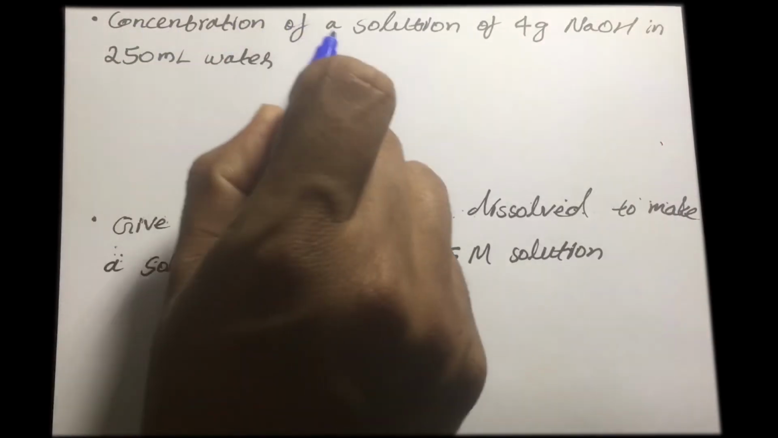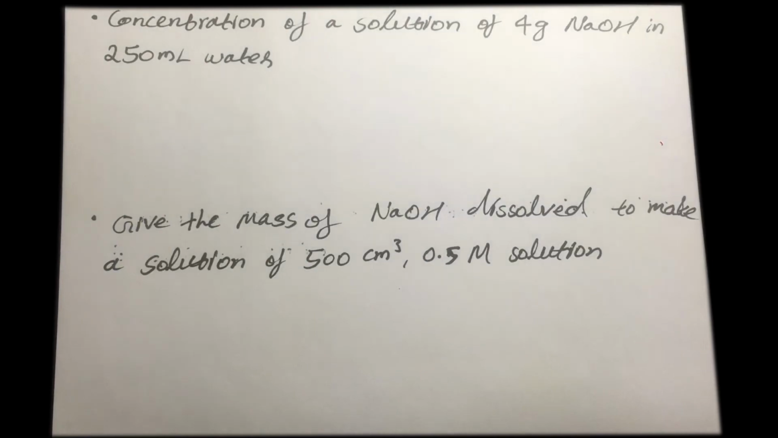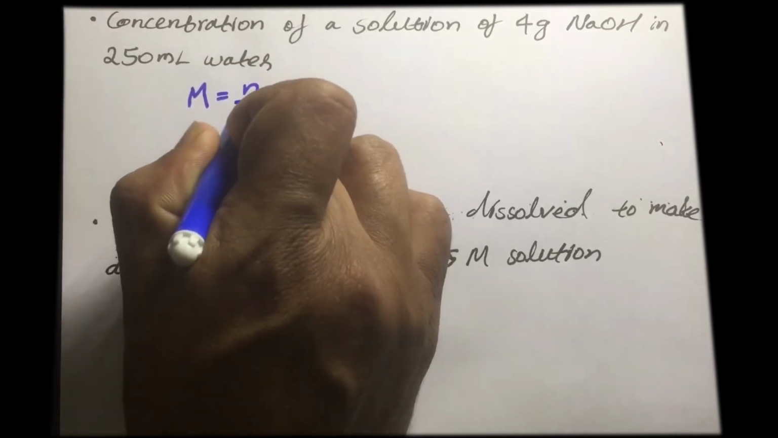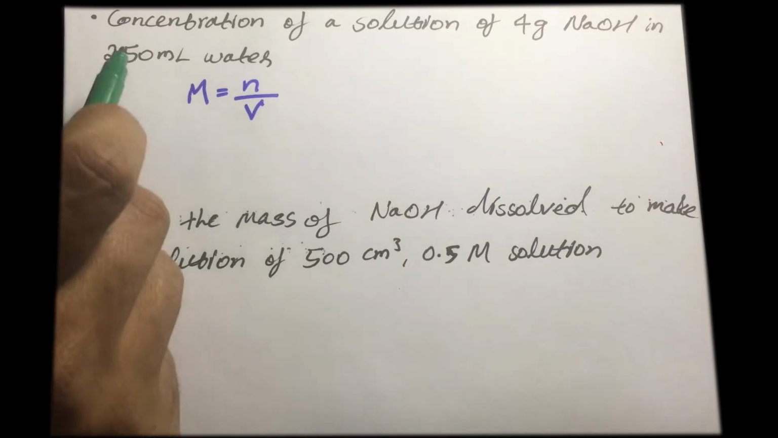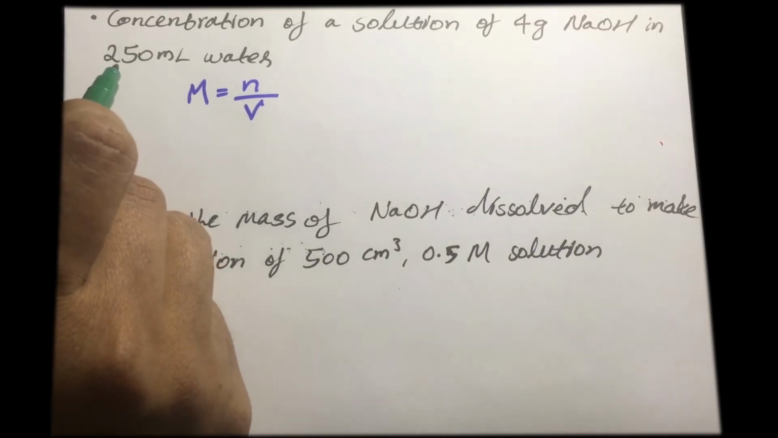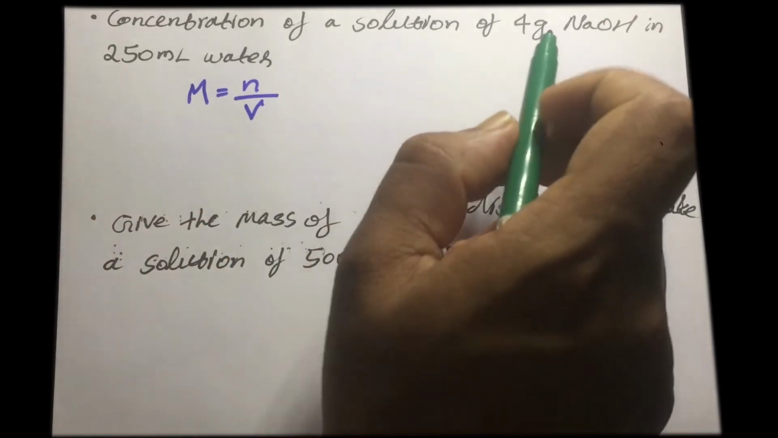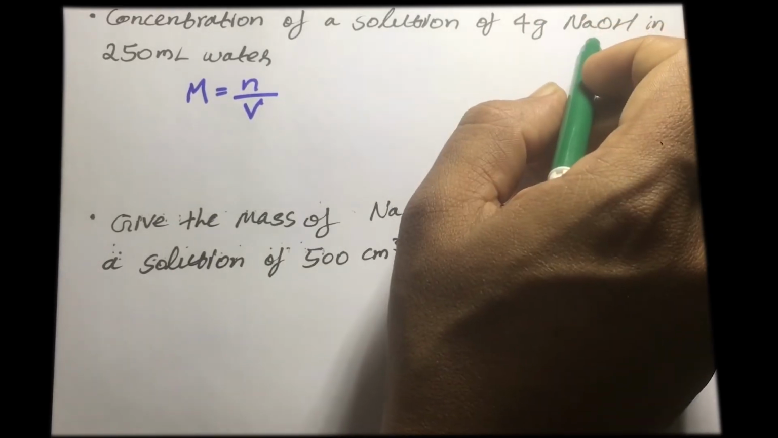Next, the concentration of a solution of 4 gram NaOH in 250 ml water. We know that the formula is M is equal to n divided by V. Molarity is equal to number of moles of solute divided by volume of solution in liter. So here also volume of solution will become 0.25 liter, taking 3 points backward. Number of moles of solute means mass divided by molar mass.